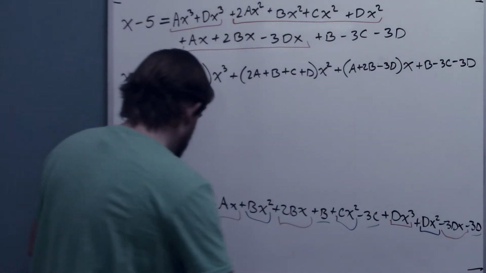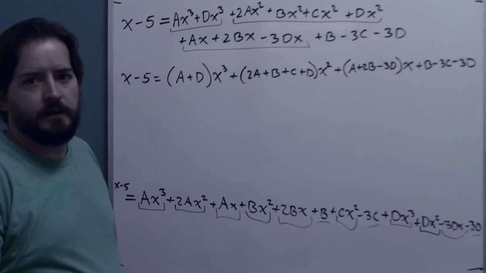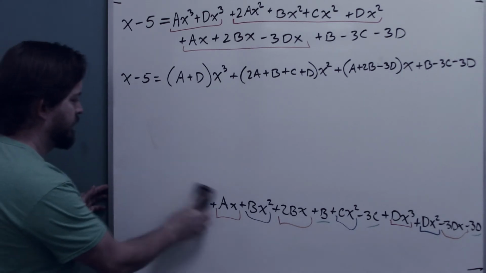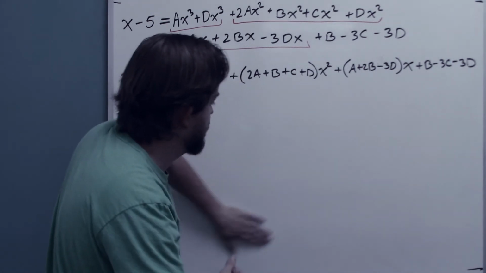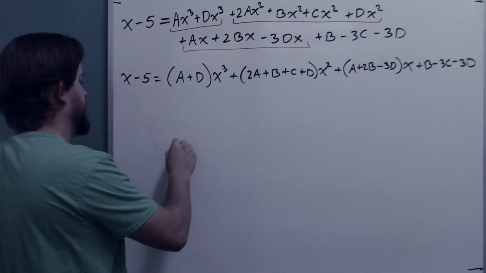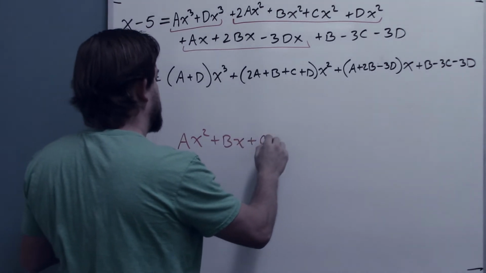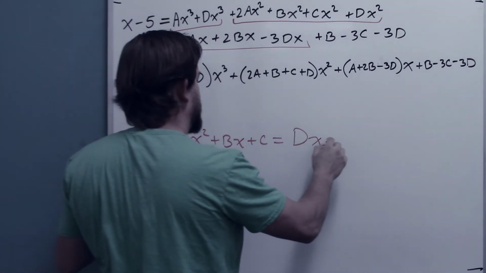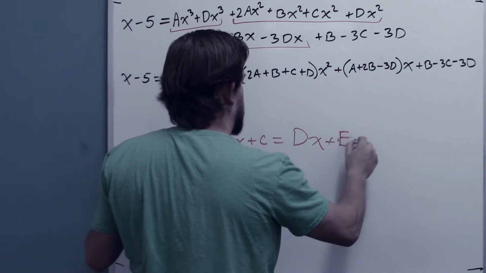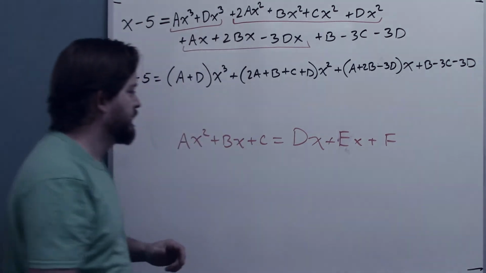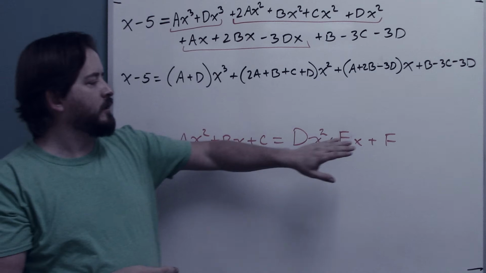Well, because I like to do long, hard stuff, right? Nope. Because there's an idea here that if I have, let's say, ax squared plus bx plus c is equal to, let's say, dx squared plus ex plus f, right? I have a polynomial on the left, I have a polynomial on the right.